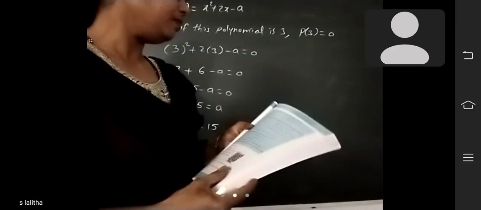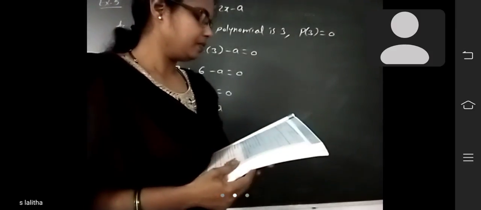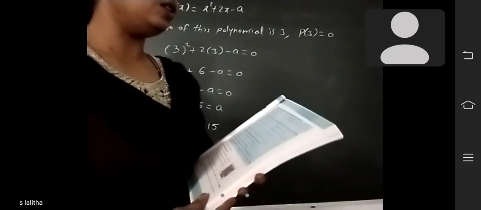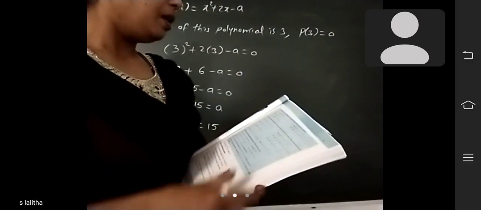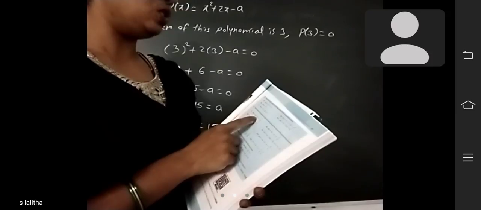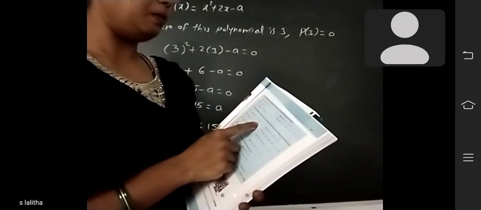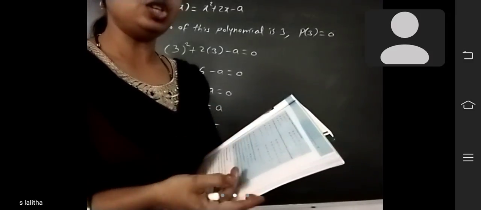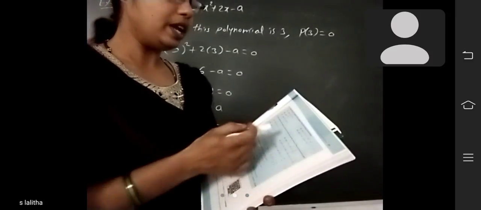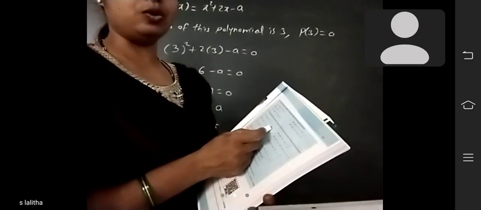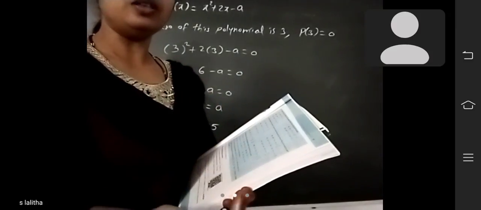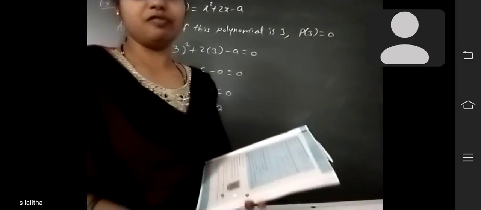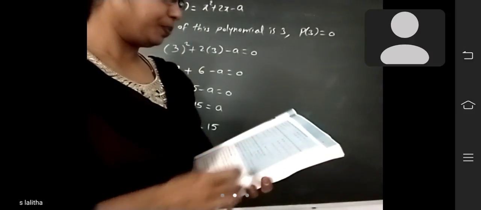Okay, ma'am. Next, third Roman, see. Verify whether the values of x given in each case are the zeros of the polynomial or not. P of x is equal to 2x plus 1. X is equal to minus 1 by 2. Is it a zero of the polynomial or not? You have to check it. How to check? You have to substitute x as minus 1 by 2. Whether it will come 0, then it is a zero of the polynomial. Whether it does not come 0, it is not a zero of the polynomial. Like that you have to do, ma'am.